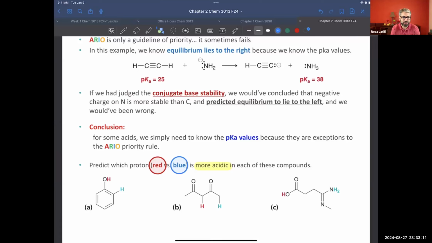Okay, so the question that we have here: we have 3 compounds, and each has two hydrogens, and we want to figure out which one is more acidic, the red one or the blue one. So those are the reds. Let's assume this is the red. It clearly is not red, it is pink. And then the blue one. So red, or the pink, versus the blue one. Which one is more acidic?